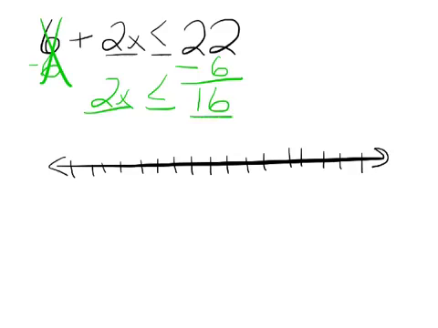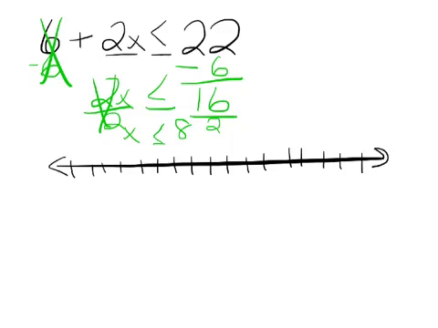And now I can divide both sides by 2. This is just a review from two-step equations. That cancels out, and that leaves us with x is less than or equal to 8.